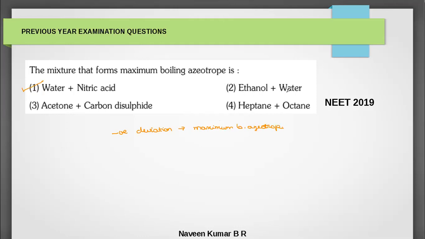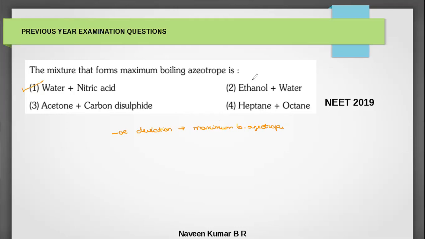Ethanol and water will form minimum boiling azeotrope, showing positive deviation. Acetone and carbon disulfide again show positive deviation. Heptane and octane we can consider on a similar basis; heptane and octane is nearly an ideal solution.